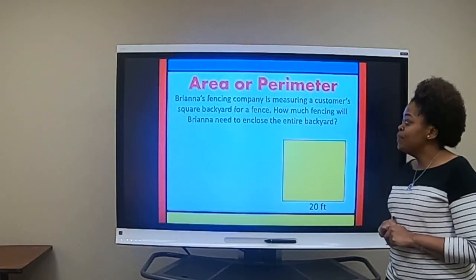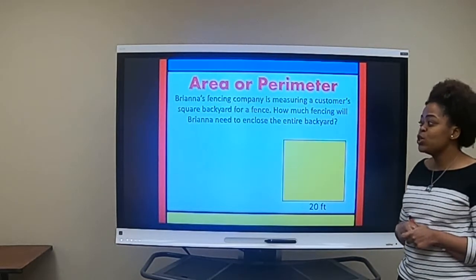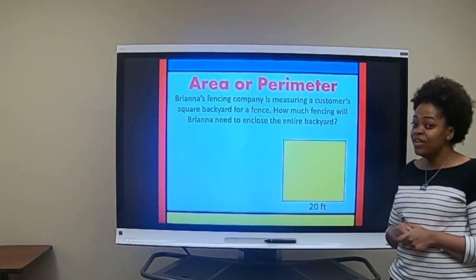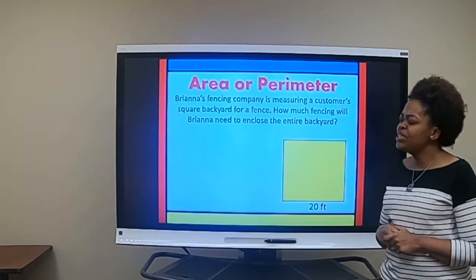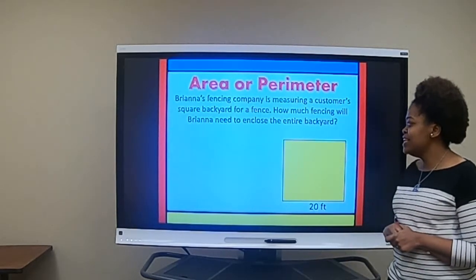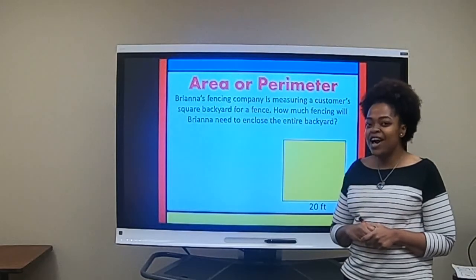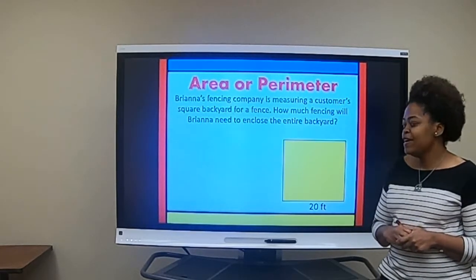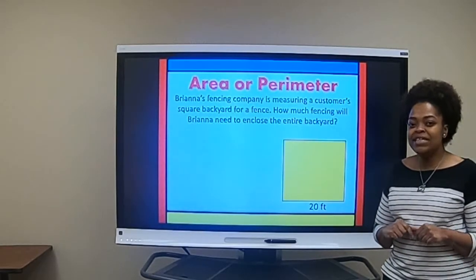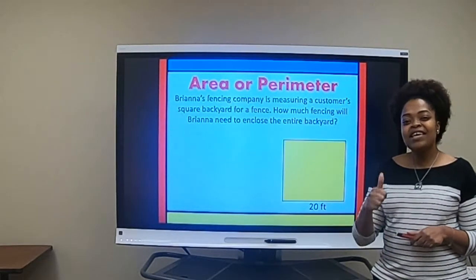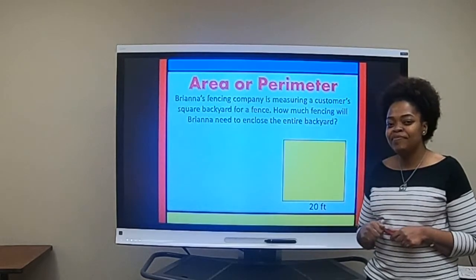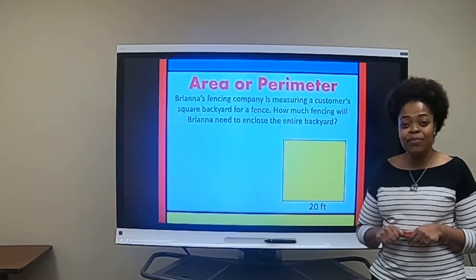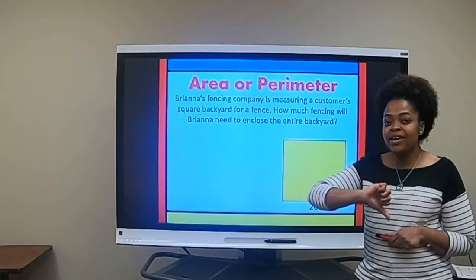Brianna's Fencing Company is measuring a customer's square backyard for a fence. How much fencing will Brianna need to enclose the entire backyard? If you think this word problem is an area word problem, give me a thumbs up. If you think it's perimeter, give me a thumbs down.